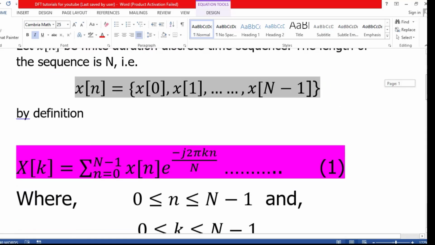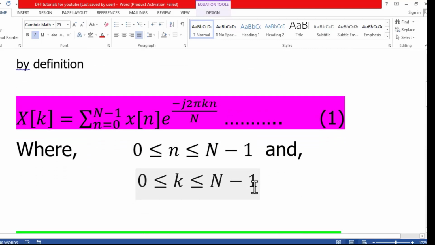So by definition, the N-point DFT is defined as what? X of k equals summation n starts from 0 up to N minus 1 x of n e raised to minus j 2 pi k n divided by N, where the range for n is starting from 0 to N minus 1. n is an index for x, and the range for k runs from 0 to N minus 1.